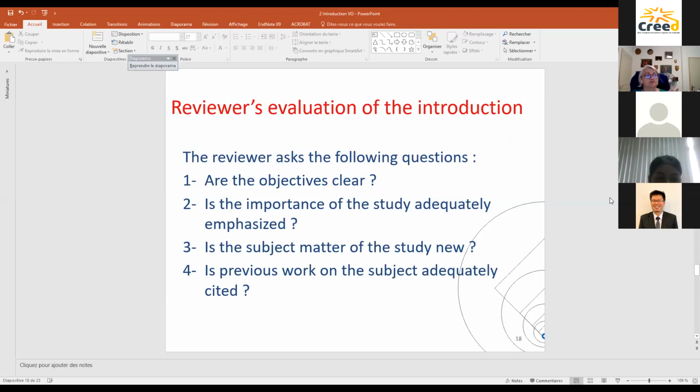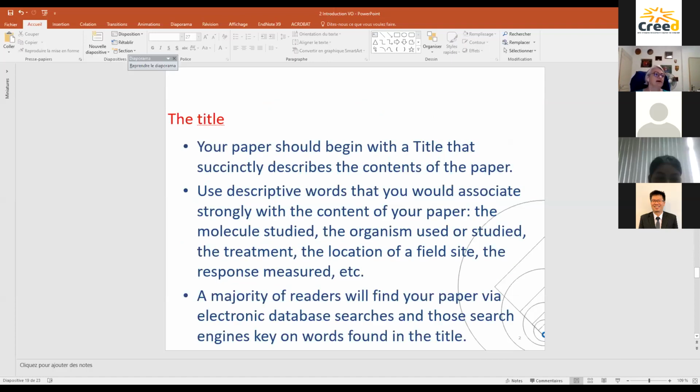Is the subject matter new? Hopefully, yes. And also, is the previous work on the subject adequately cited? So these are 4 points that I will keep in mind when I am reading an introduction. Also, is it structured correctly? Is it well written? And these are the important parts for me. So we have a couple of slides about the title, and then we'll have a short pause.